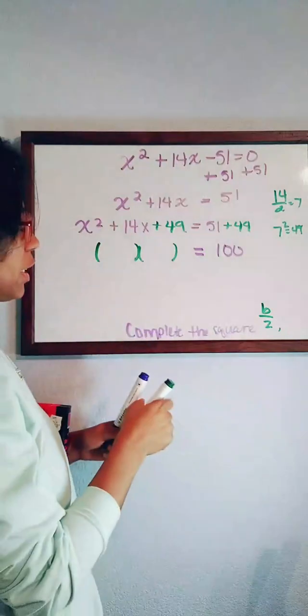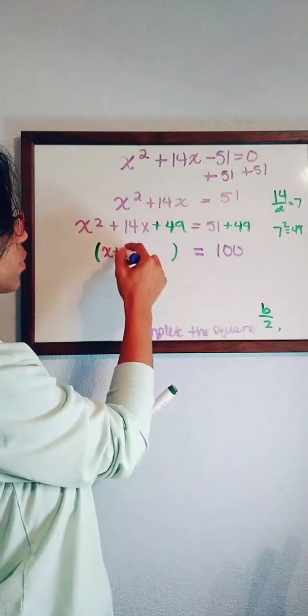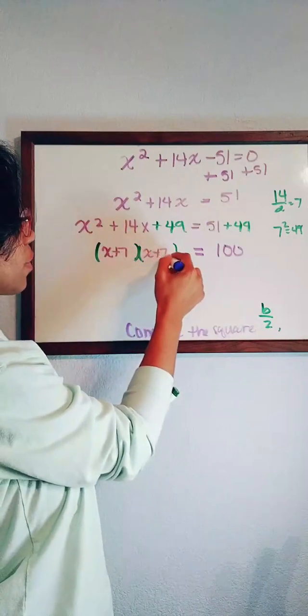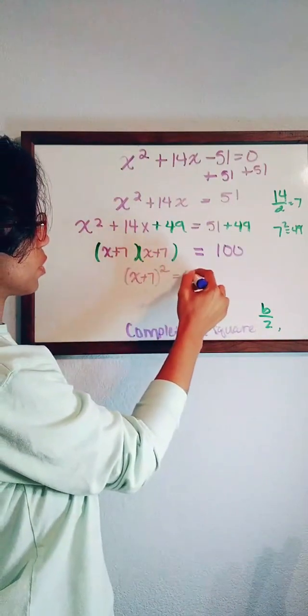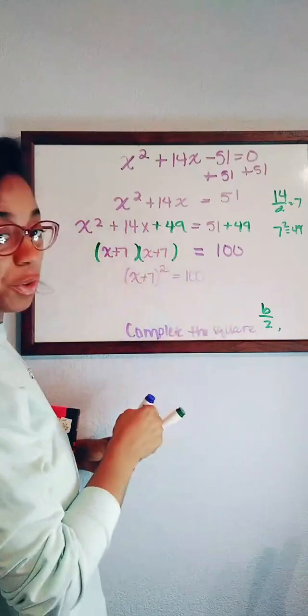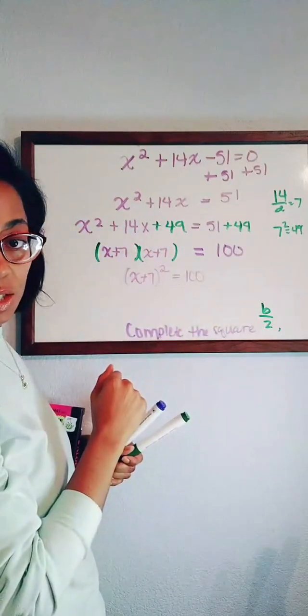Hey, Iron Monkey. Yes. So 7 times 7 is 49, and 7 plus 7 is 14. So now I'm going to have x plus 7 to the power of 2 is equal to 100. And what do we do here? Now we have that x plus 7 is raised to the power of 2 is equal to 100.